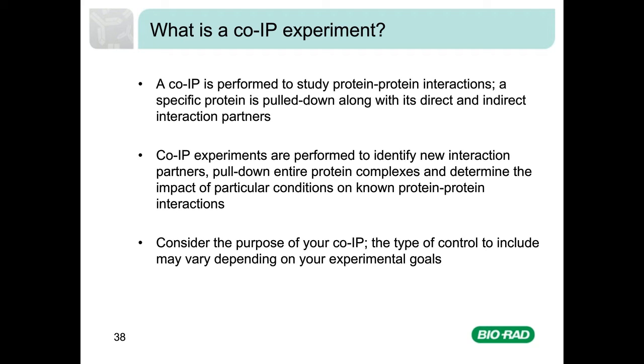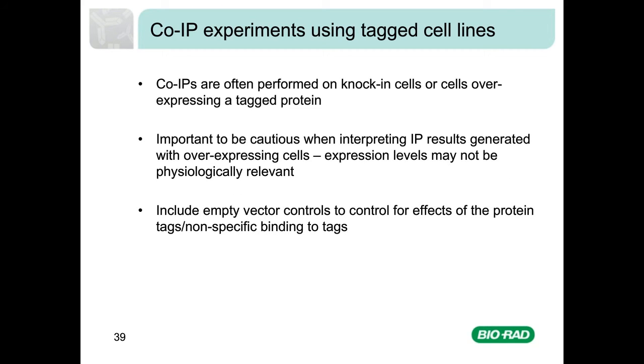Co-IP experiments are often performed on cells which have been transfected with overexpression or knock-in vectors. It is important to be cautious when interpreting IP results generated with cells overexpressing proteins, as any interactions established need to be physiologically relevant. For example, transfection with overexpression constructs may result in proteins being expressed to significantly higher levels, which could potentially result in a protein being expressed in cellular compartments that it would not normally be expressed in.